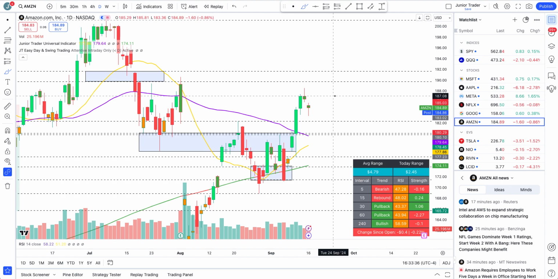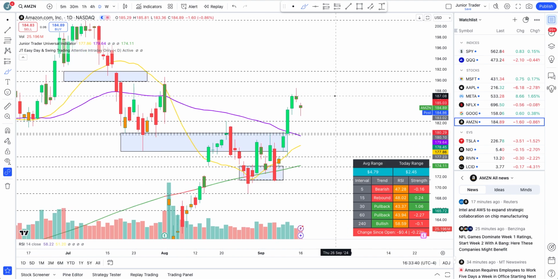Okay, so just keep that in mind. I'm just seeing something here that, no, it's still fine, guys. It's still fine. Okay, so just work with those levels. It's still just in the pullback zone.